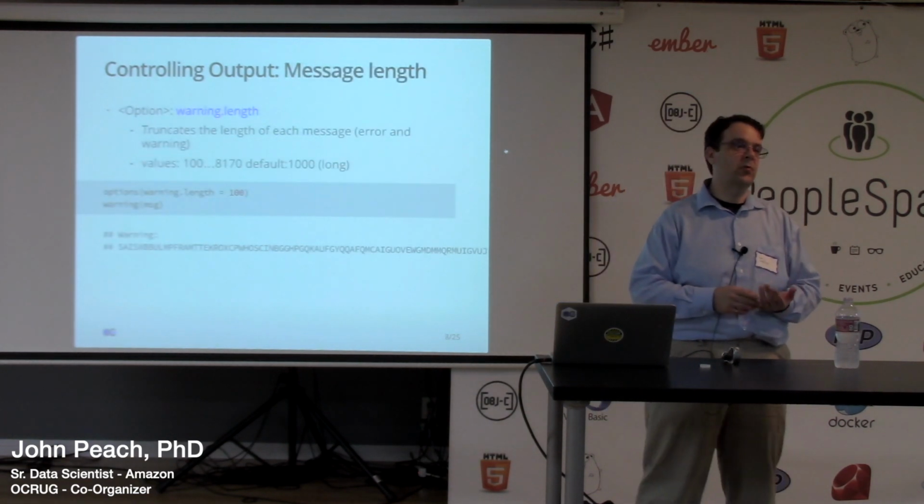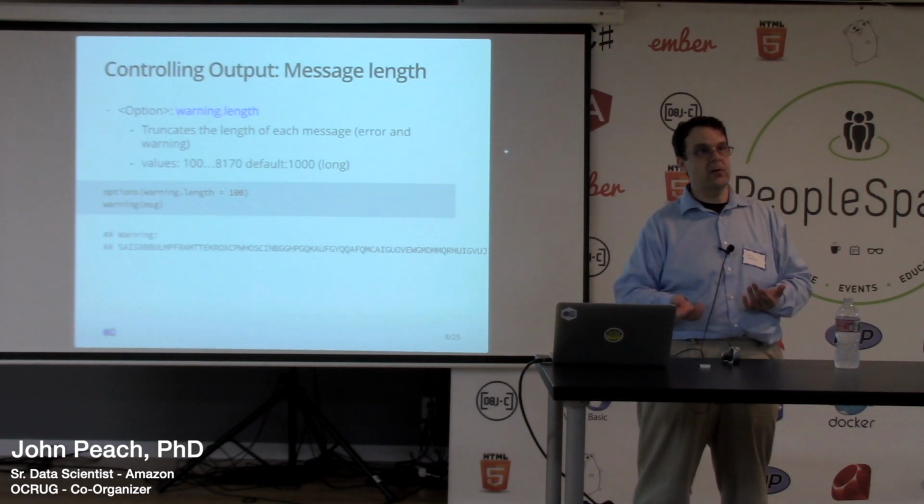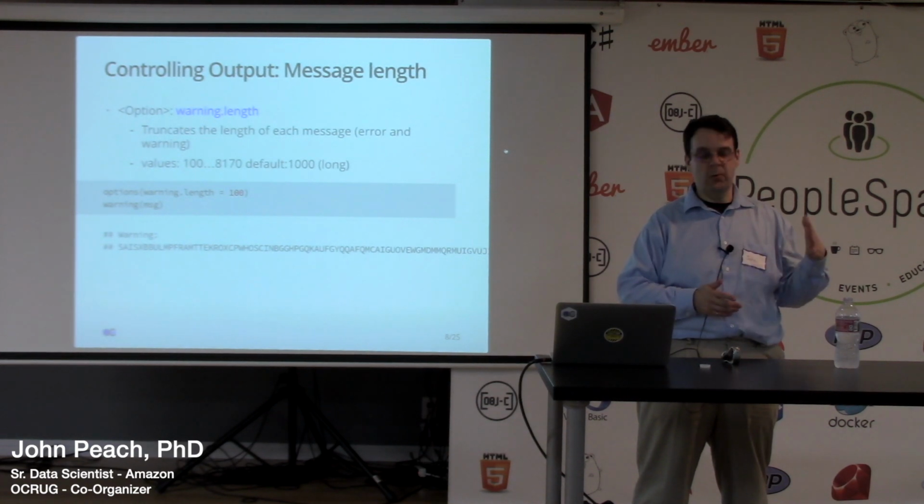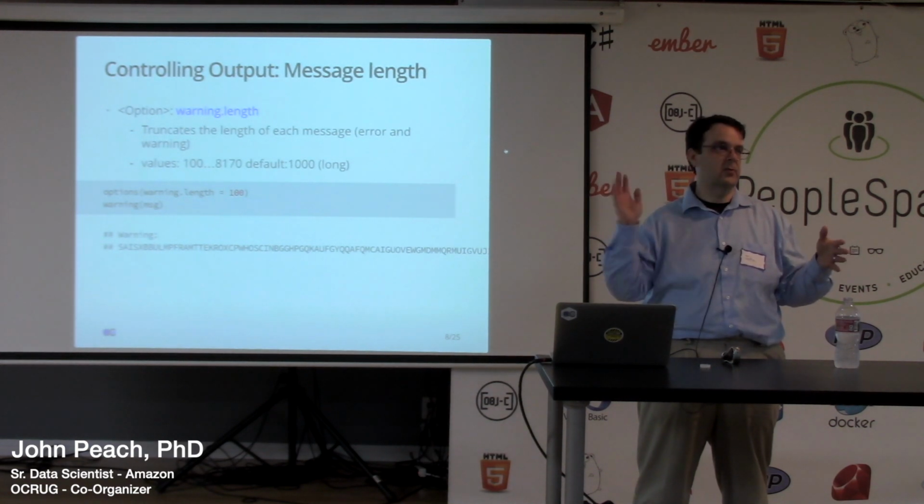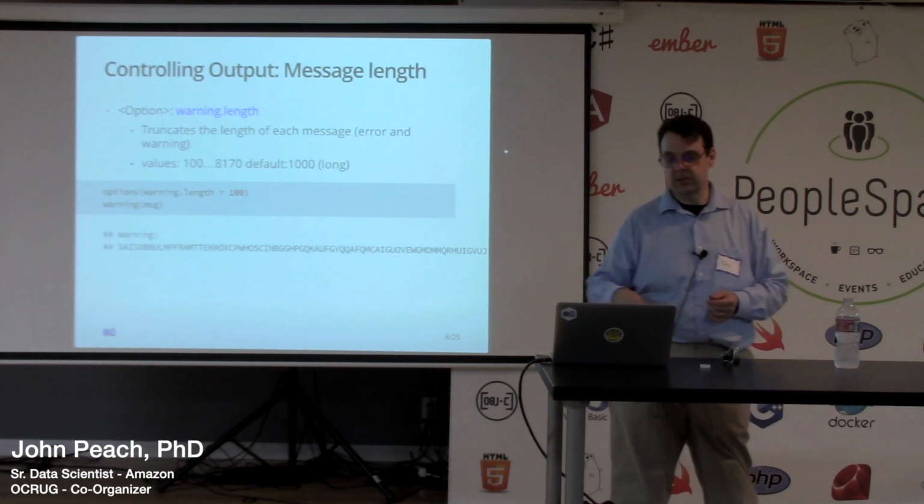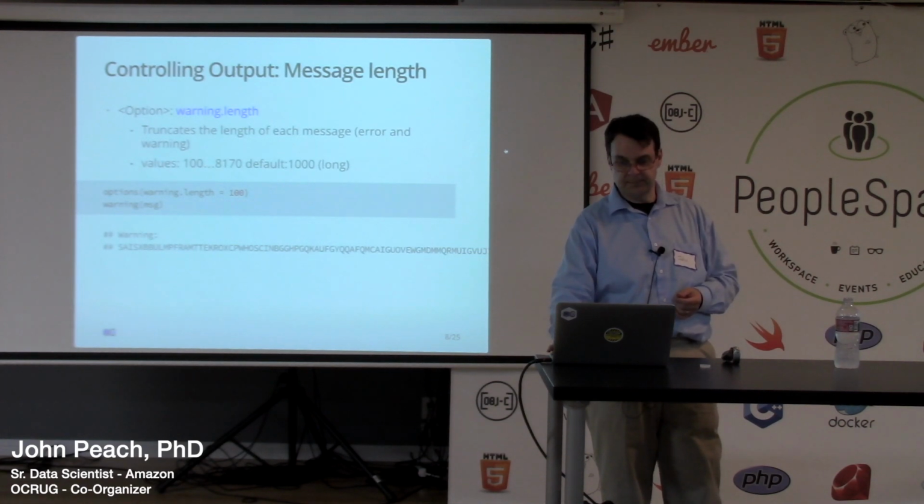You can also control the message length. By default, it will print out the first 1,000 characters of a warning message, which is way too long generally. So you can go anywhere from 1,000 to a little over 8,000 characters. That's per warning message. So I usually set this at 100. My warning messages usually aren't that long.